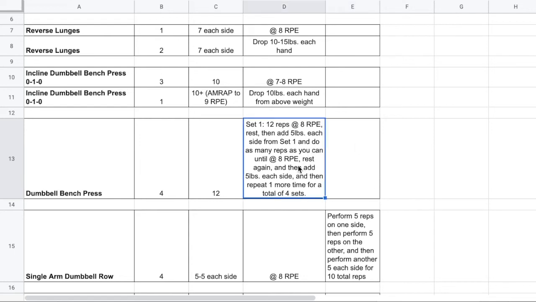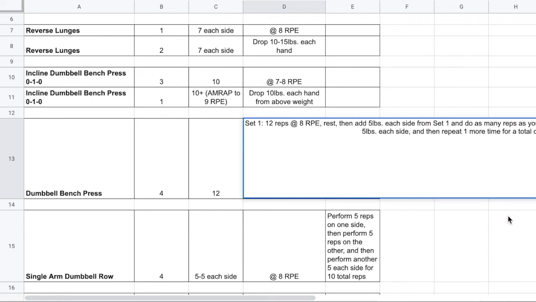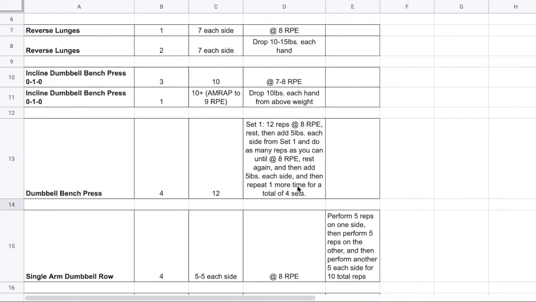And then they're going to rest again, add another 5 pounds. So on the 3rd set, they go to 90 pounds at an 8 RPE. Maybe now they get 9 reps. And then they're going to do that one more time. For a 4th set, they add another 5 pounds. So now they're at 95 pounds, and maybe they get 8 reps at an 8 RPE. So it's literally a pyramid model to tell them they're going to go 80, 85, 90, 95.